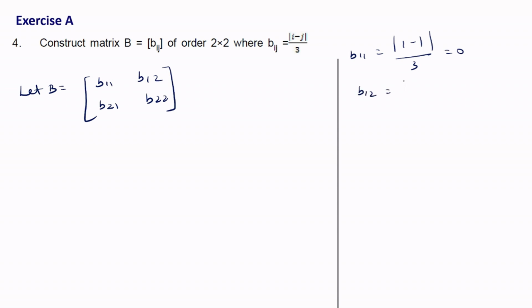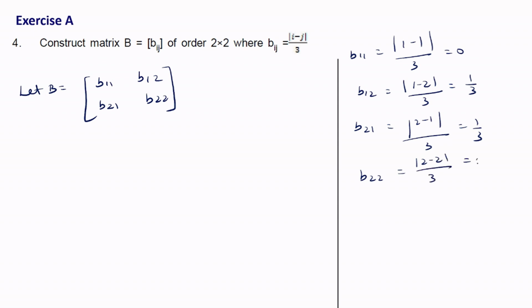Then B12 will be mod (1 minus 2) by 3. It is mod minus 1, which is 1. So it is 1 by 3. Then B21 will be mod (2 minus 1) by 3. It is 1 by 3. Then B22 will be mod (2 minus 2) by 3. It is 0. So this is 0, 1 by 3, 1 by 3, 0. So this is the matrix B.